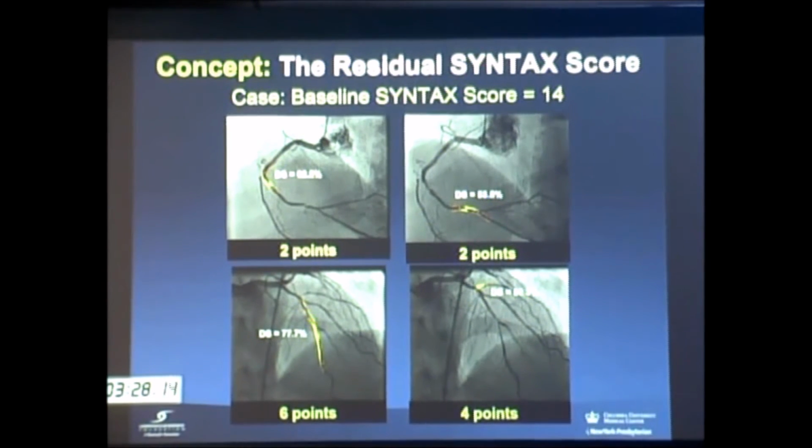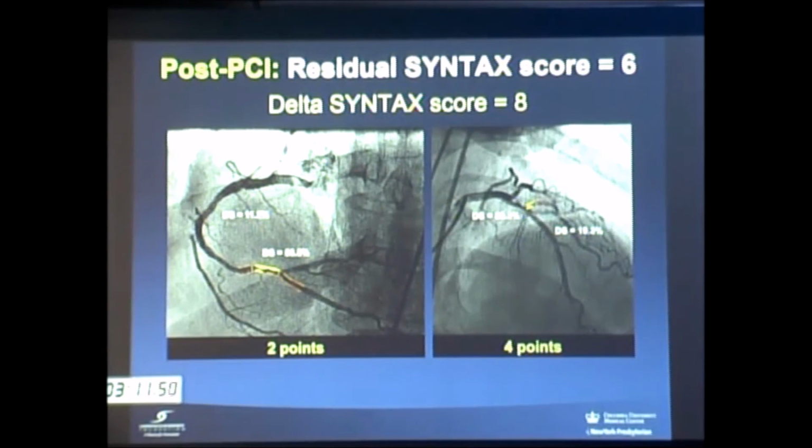How do we determine whether we've completely revascularized or not? Philippe Genereux and colleagues at CRF developed something called a residual SYNTAX score, which looks at the SYNTAX score before you treat and after you treat, and whatever you're left with is your residual score. So in this case, where there's right coronary disease and LAD disease, if you stent the mid-right, stent the LAD, but leave behind the diagonal and this bifurcating PDA lesion, you have a residual score of 6.